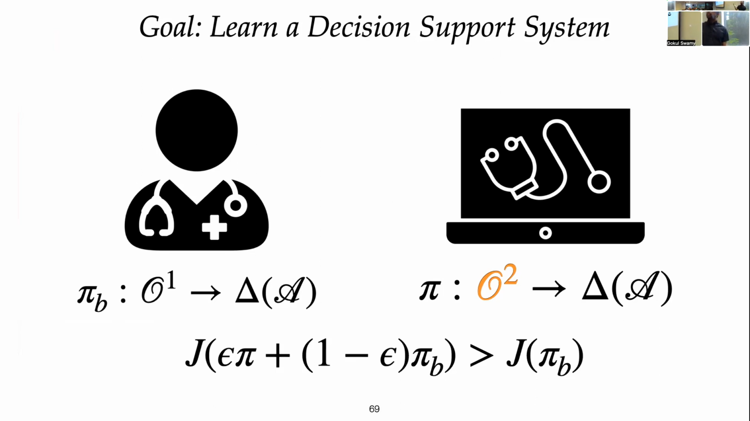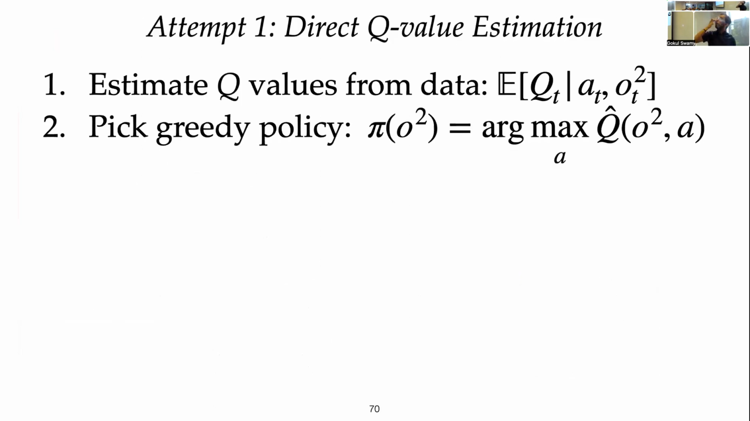So with this setup, you might say, okay, I know how to solve this problem. I'm just going to estimate the Q values and maximize them, right? More formally, this direct Q value estimation says I'm going to estimate the Q values from the data, put a regression model on it, and then pick the greedy policy to maximize. Seems simple. Of course, though, given it's labeled attempt 1, it's not going to work.